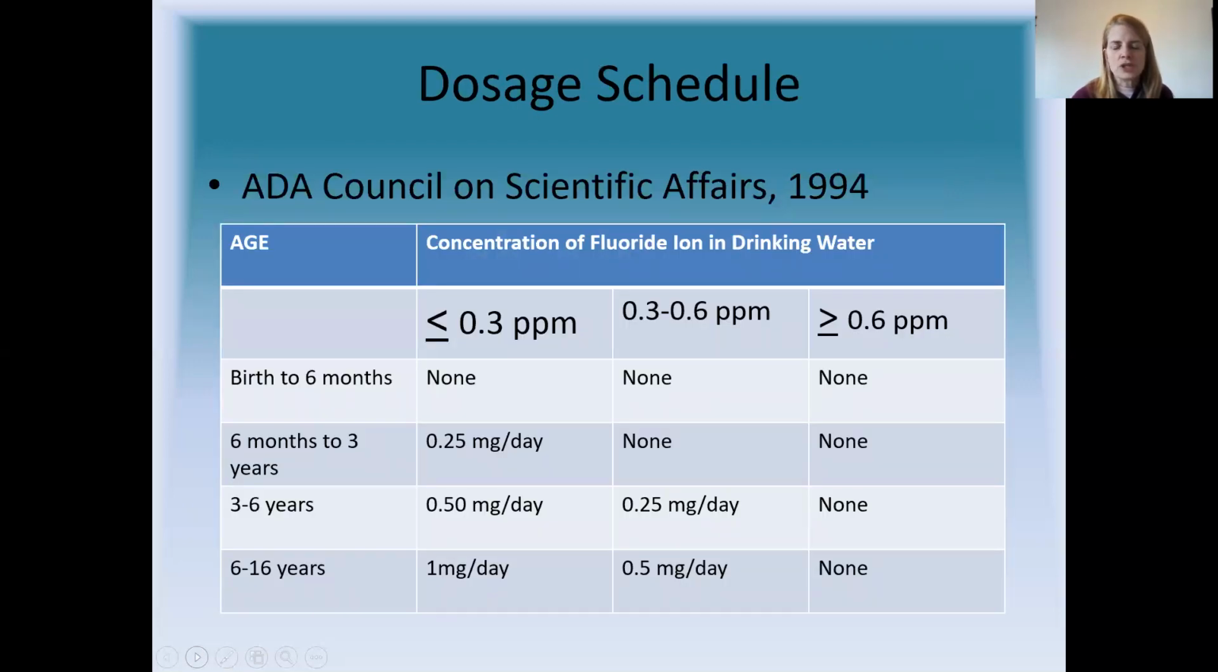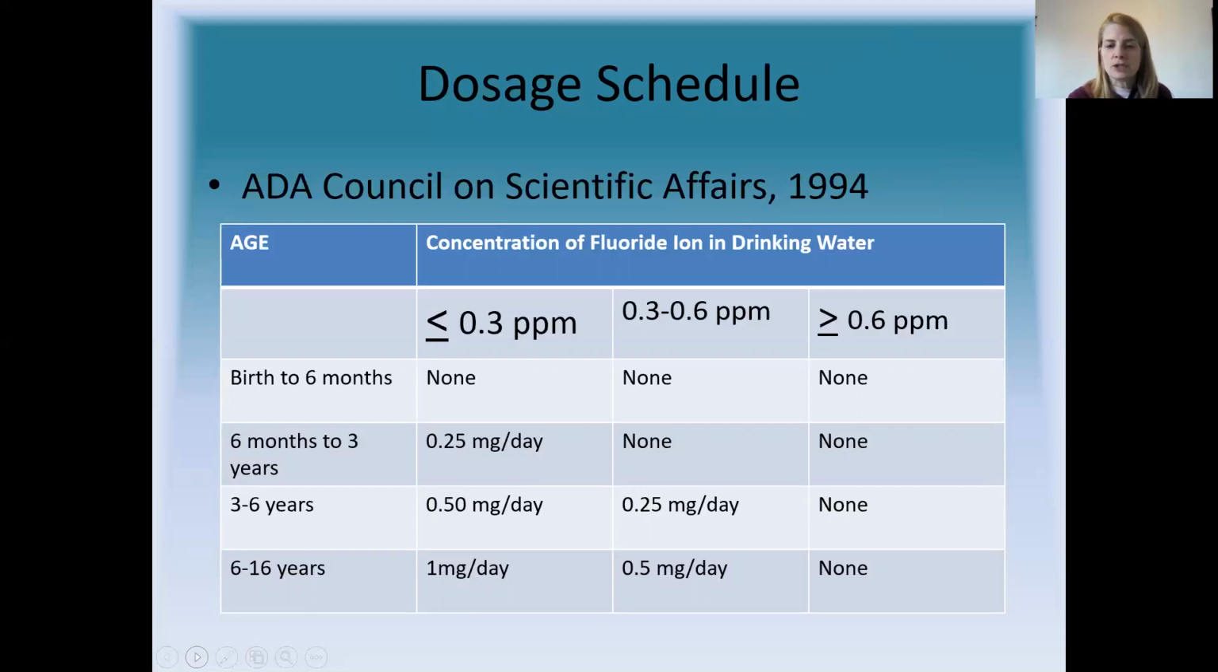In this chart, this dosage schedule, this has been the same schedule. Birth to 6 months, no fluoride is recommended. 6 months to 3 years, 0.25 milligrams a day if their drinking water is less than 0.3 parts per million. From 0.3 to 0.6 parts per million or over 0.6 parts per million, from 6 months to 3 years, no additional fluoride supplement is recommended.